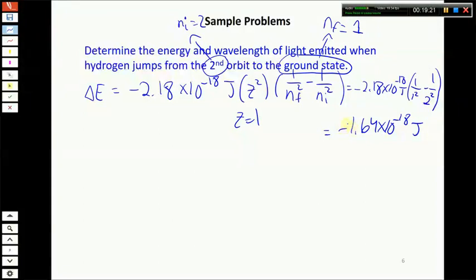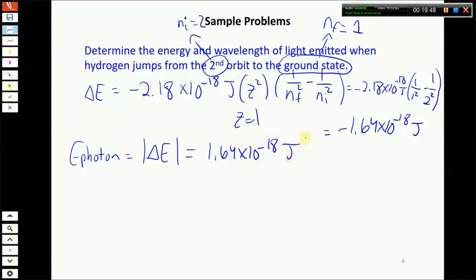In this case, though, we're looking for something about a photon, the wavelength of light. So we have to recognize that this is going to be an emitted photon, because we're going from a higher to a lower value of N, so we're losing energy, and that energy is given up as a photon. The energy of the photon is just equal to the absolute value of that delta E, that difference in energy levels, or the positive 1.64 times 10 to the minus 18 joules. Remember, photon energies are always positive, and wavelengths and frequencies are always positive, so if you get a negative sign for delta E, you just drop it to get the energy of the photon.